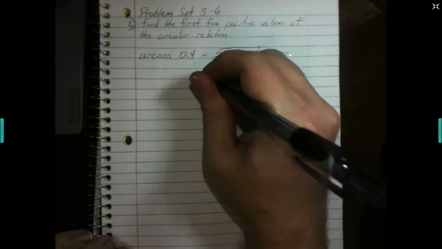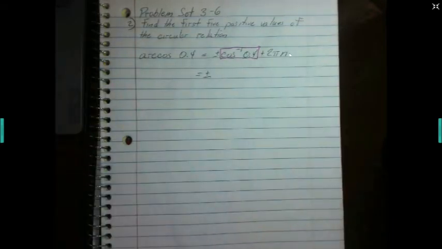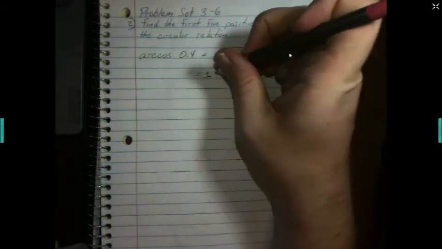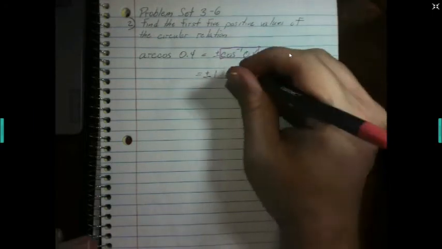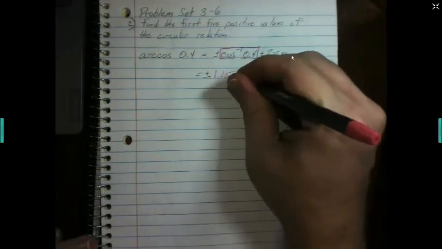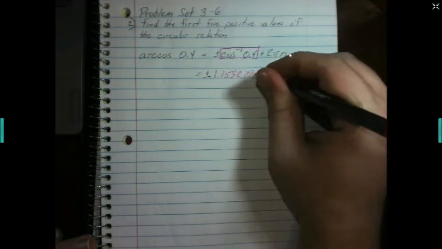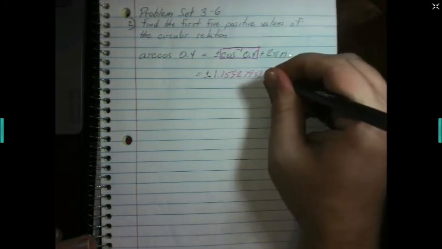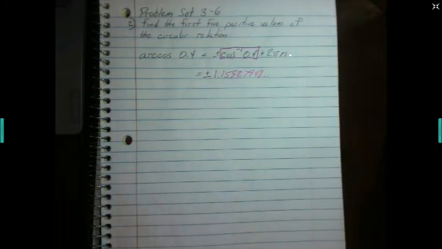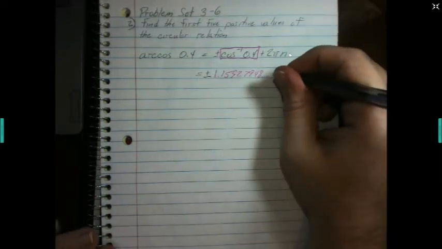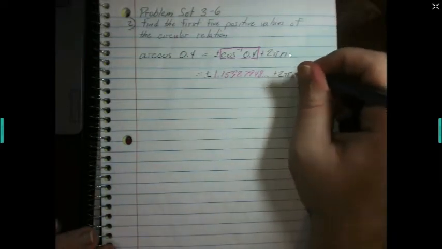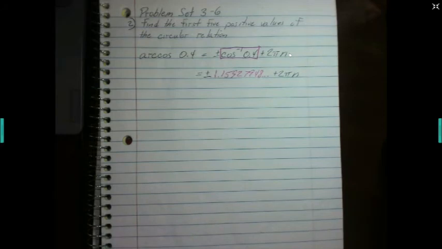Well, that means that this is going to be equal to plus or minus. I plugged that into my calculator, and I got 1.1592794 blah blah blah. Don't round yet. Really, don't round yet. It would be a bad idea. Plus 2 pi times n. Okay.